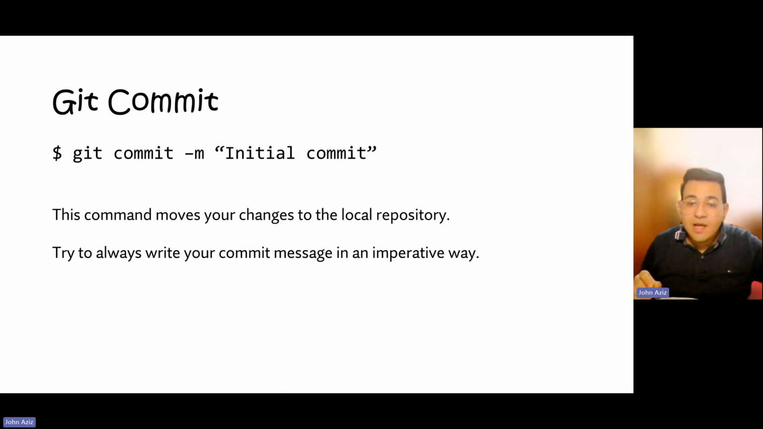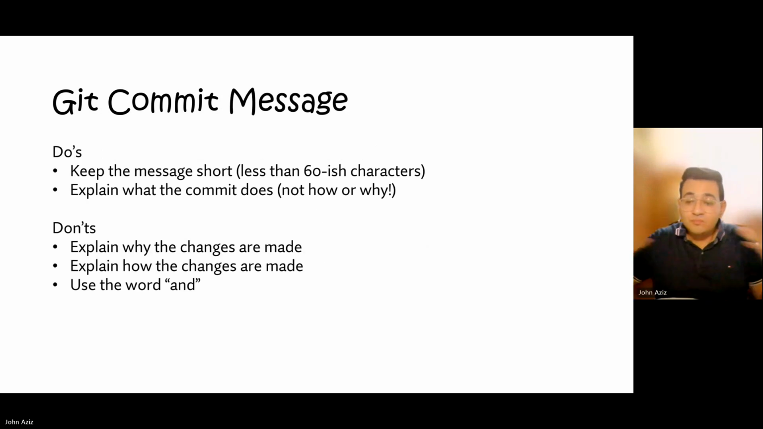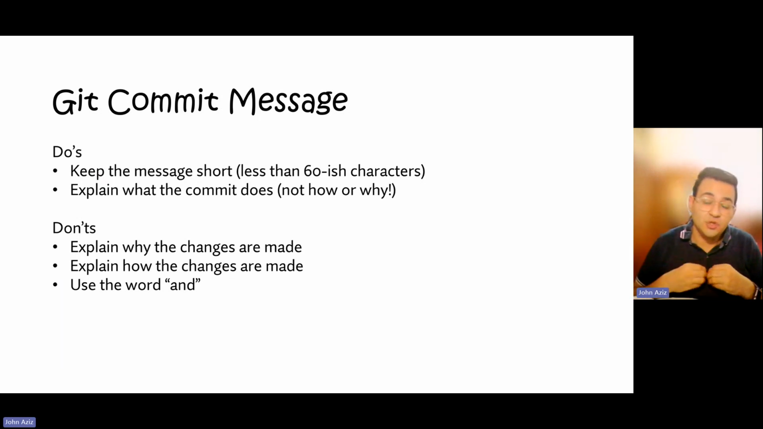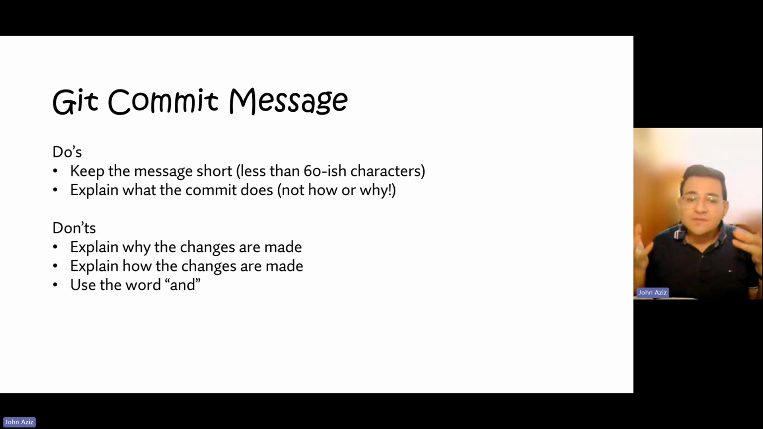And git commit, as I told you before, moves the changes to the local repository. We want to always try to write our commands in an imperative way, and there are do's and don'ts: keep the message short, less than 6 characters, and explain what the command does, not why or how. So we don't want to write an essay in our git commit message. We just write what this commit does.